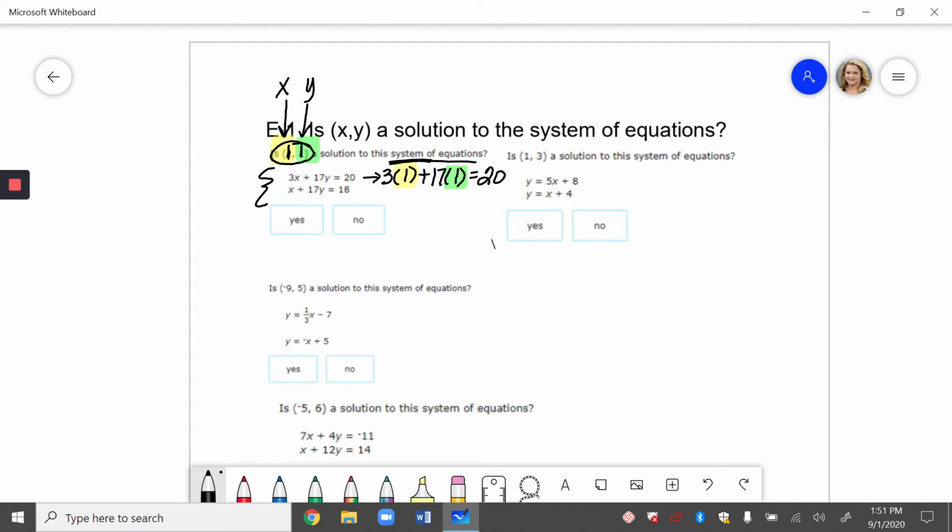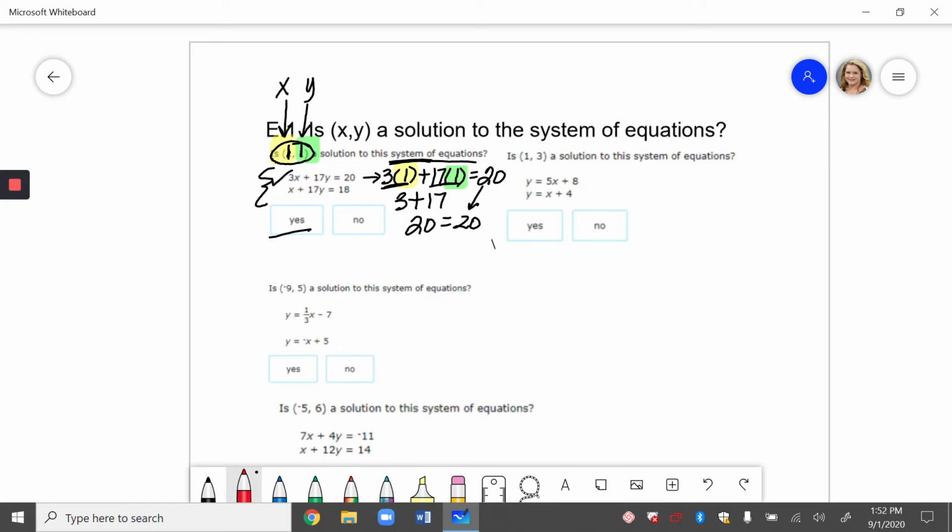So now we're going to do the math. 3 times 1 is 3. 17 times 1 is 17. 3 plus 17 is 20, and 20 is the same thing as 20. So when we put 1 into that equation, it worked. But for the answer to be yes, it has to work on both. You just can't get one yes, you have to get two yeses.